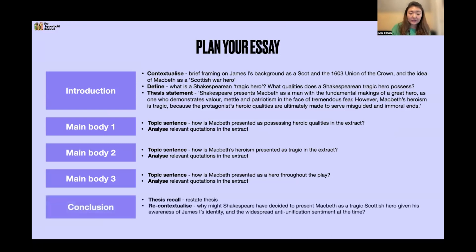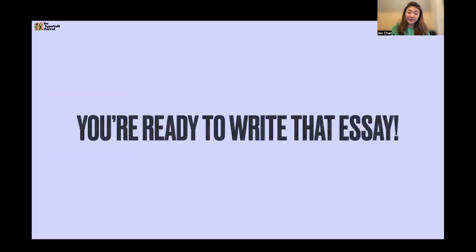And then finally, a conclusion where we do a thesis recall, which is essentially a paraphrasing of our argument. And finally, if you have the time, we can recontextualize and think about why Shakespeare might have decided to present Macbeth as a tragic Scottish hero, and what the bard's awareness of James I's identity as this newly installed Scottish king would have affected his artistic decisions, and how perhaps the widespread anti-unification sentiments at the time would have affected his decision to present Macbeth as he did. And with that, you are ready to write your essay.